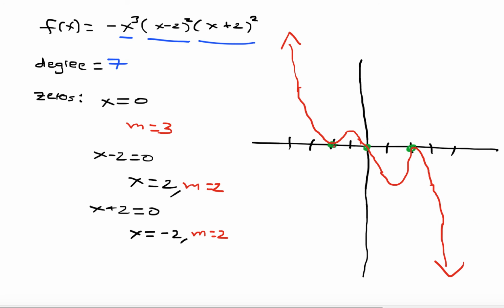So at negative 2, we touch the x-axis and we bounce back. We turn around, we approach the next x-intercept. In this case, we go through at 0. Then we turn around, and at the next x-intercept, the multiplicity is even, so we bounce back, and it matches up with the end behavior. So here we go, we have successfully graphed this polynomial function.